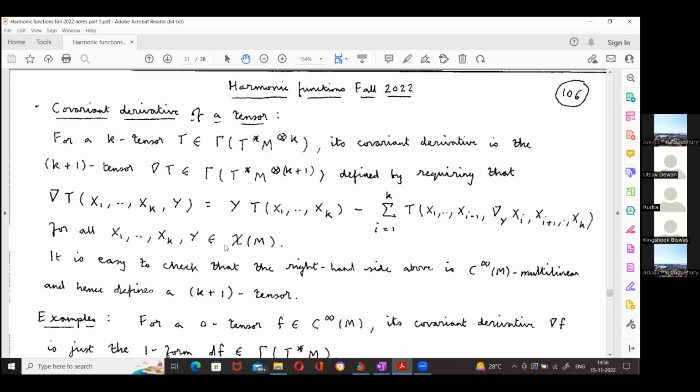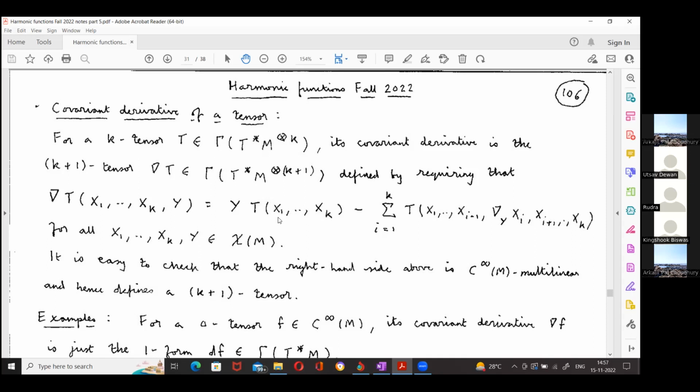So this definition looks very algebraic and it's not clear why we are defining this covariant derivative nabla T in this way. But one thing you can check, just algebra, is that the right-hand side here is C infinity(M) multilinear, and therefore it defines a (k+1)-tensor. If I just took the first term, Y of T(x1, ..., xk), this is not going to be C infinity(M) multilinear.